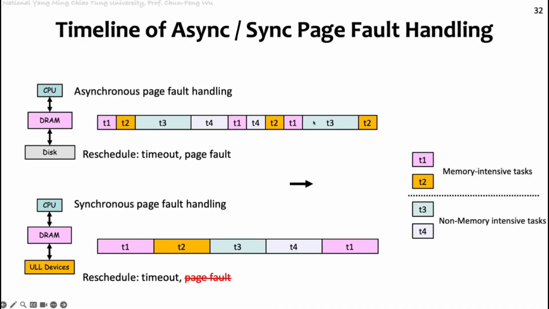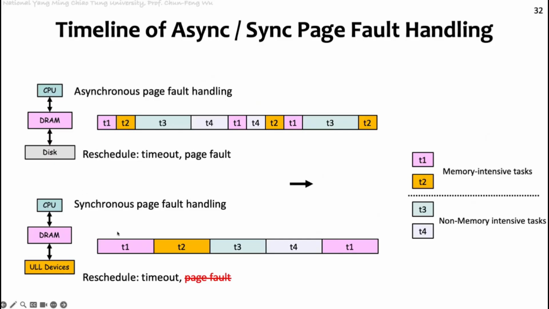So for asynchronous patch fault handling, T1 and T2 will be switched off very frequently. But T3 and T4, because they are not memory intensive, they are compute intensive, usually will be rescheduled only on timeout. Okay, so if those processes are in the same priority, then T3 and T4 can use up more CPU time than T1 and T2. Okay, so this is how asynchronous patch fault handling works.